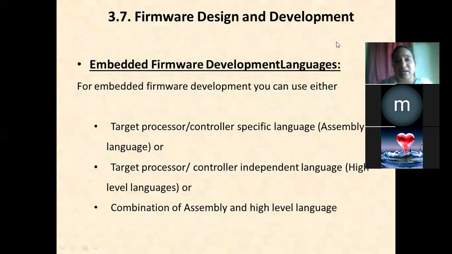See here, embedded firmware development language. To develop embedded firmware, we can use either assembly level language or high level language, and the third is a combination of assembly level language and high level language. There are three types of languages possible to develop embedded firmware.